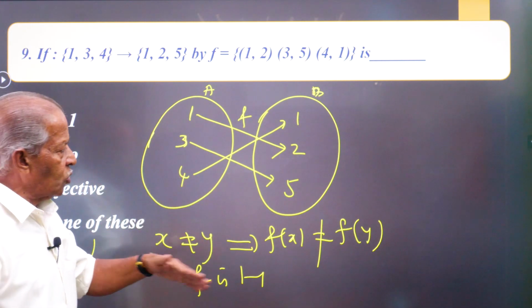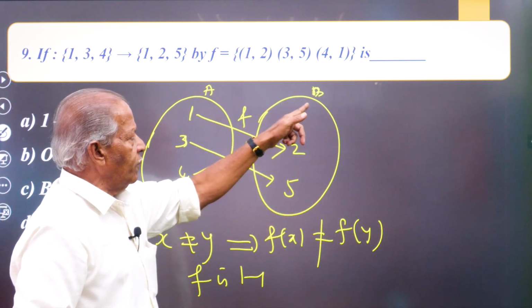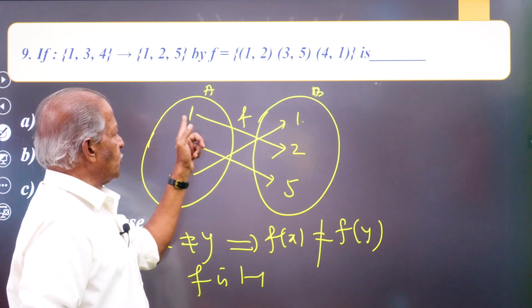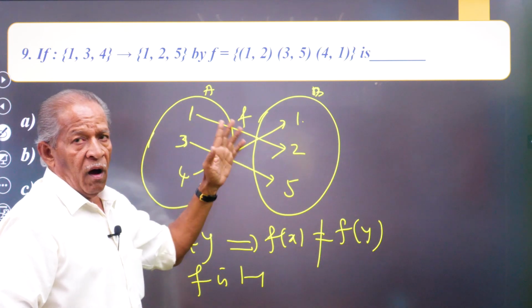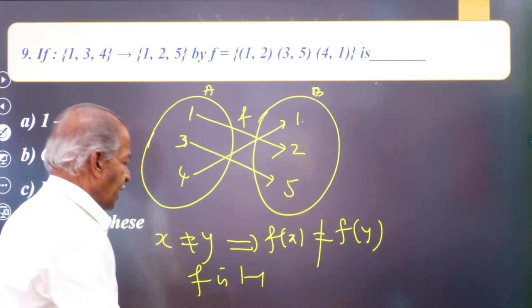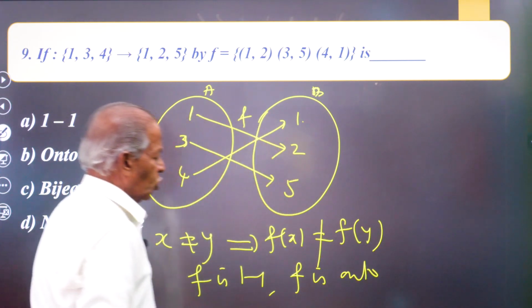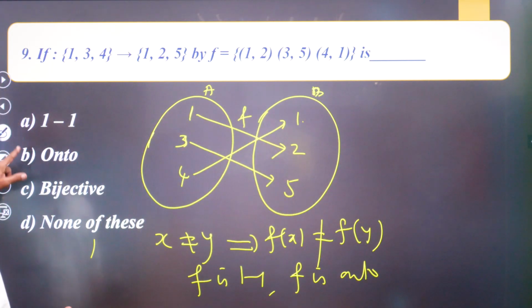At the same time, on 2, if you go for B, the codomain, all the elements, 1 has a pre-image, 2 has a pre-image, 5 has a pre-image. All the elements have a pre-image. Therefore, f is also onto. This function is both 1-1 and onto, that is, bijective.